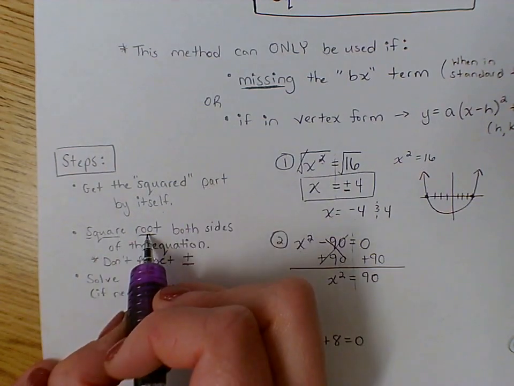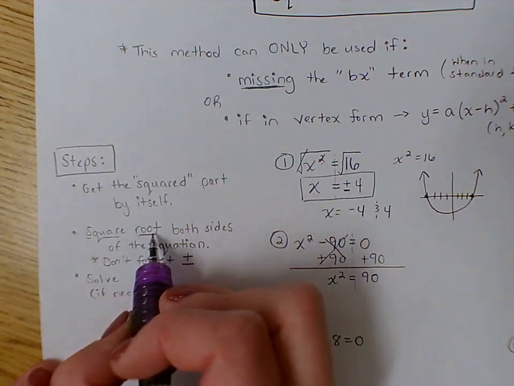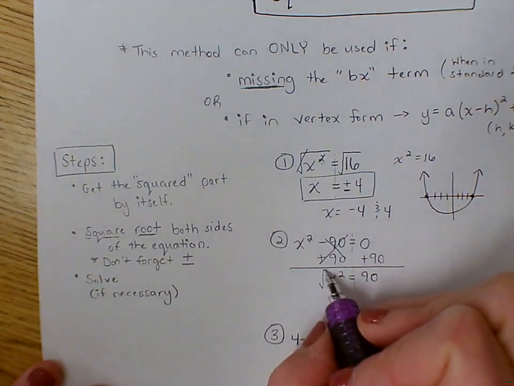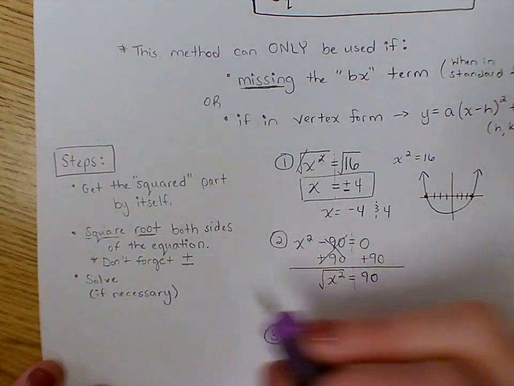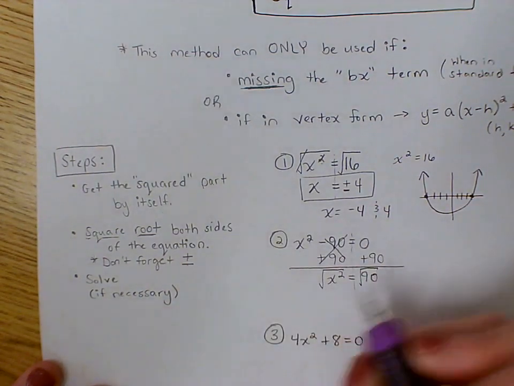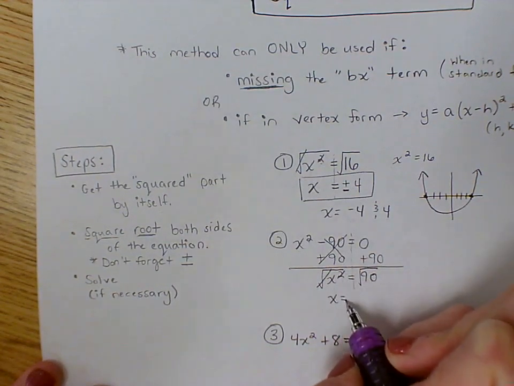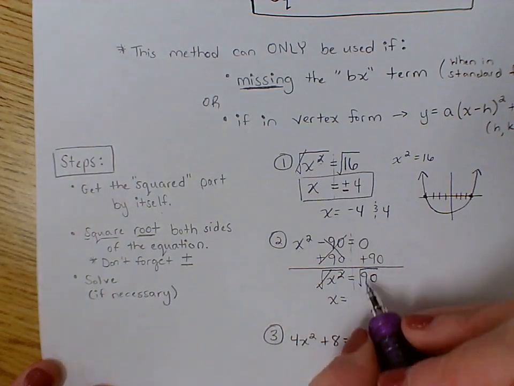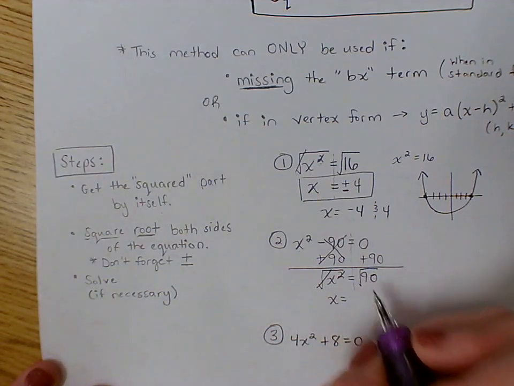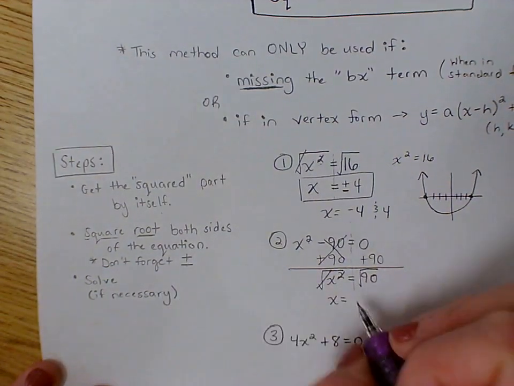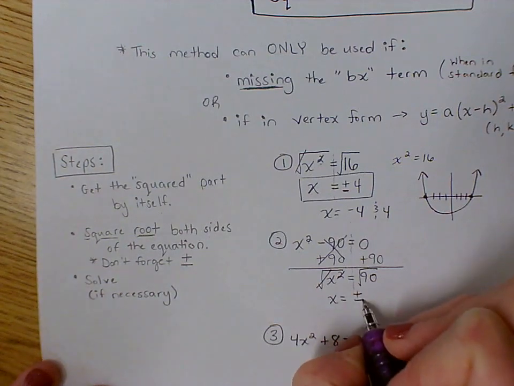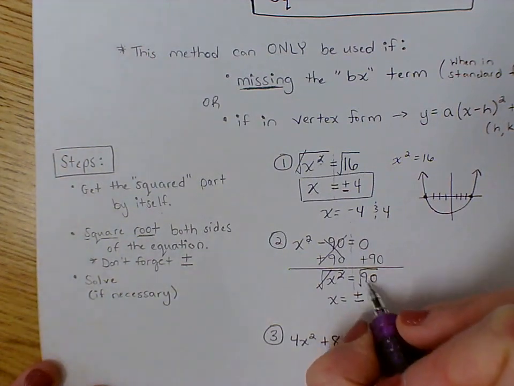Now to get rid of the square, you square root, because that's the opposite. So you square root, and then what you do to one side, you got to do to the other. And so the square root and the square will cancel, and you'll be left with x. And then remember, whatever you get here, there's actually two answers that work. So you have to put plus or minus in front of it, and then you're going to get your answer.